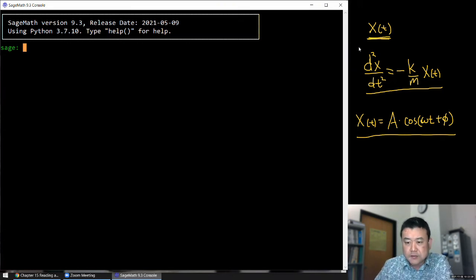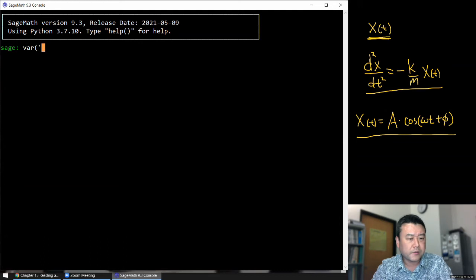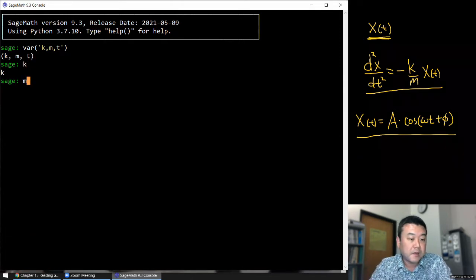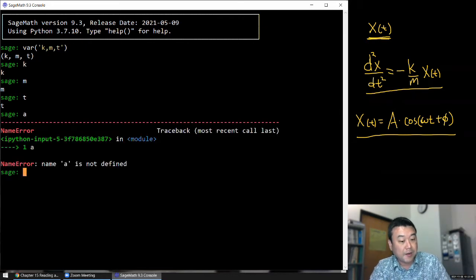So I have this equation here. I see I'm going to need some parameters, k, m, and t. So let me declare those first. Variables k, m, and t. These are just the symbols that I'm declaring in my SageMath environment so that SageMath knows what it's dealing with. Note that if I just type A, it complains that it's not defined.